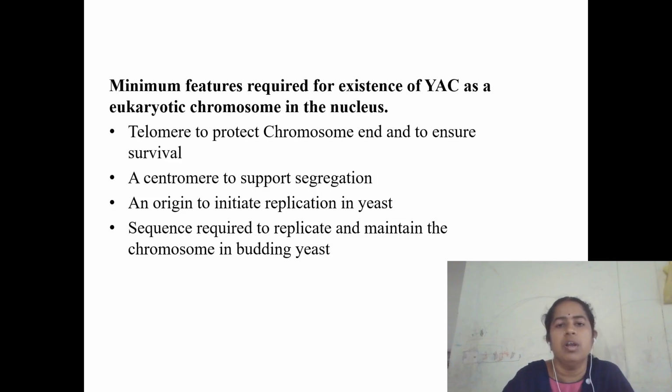These are the minimum features required for the existence of a yeast artificial chromosome as a eukaryotic chromosome in the nucleus. That is, it requires a telomere, centromere, origin, and the sequences required to replicate and maintain the chromosome in the budding yeast. Telomere is to protect the chromosomal end, that is, it should not be sticky ends, it should be blunt end, and it ensures the survival of the chromosomes. The centromere is required for segregation, that is, the spindle fibers can attach only to the centromere. Then origin is required to initiate replication in the yeast. Then sequences required to replicate and maintain the chromosomes in the budding yeast are also required.